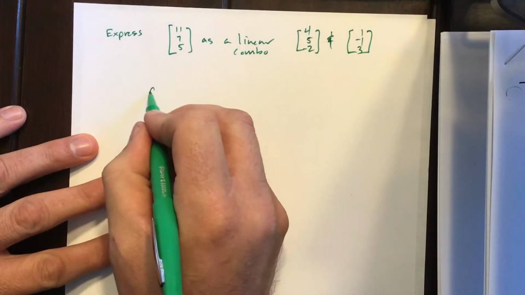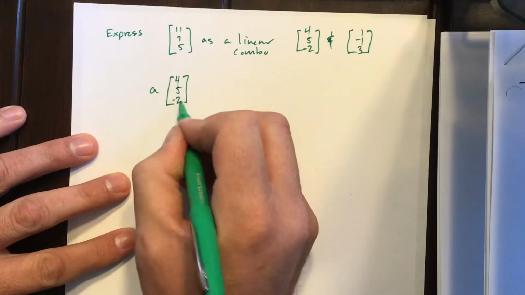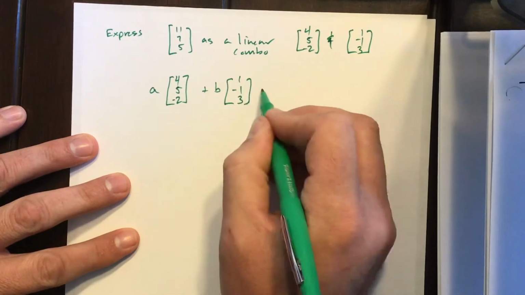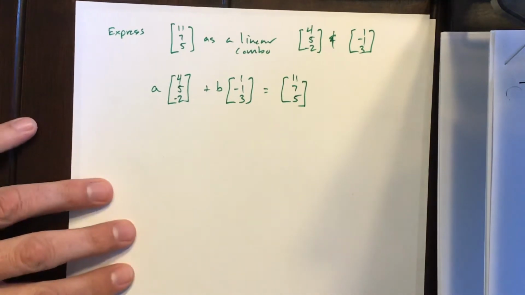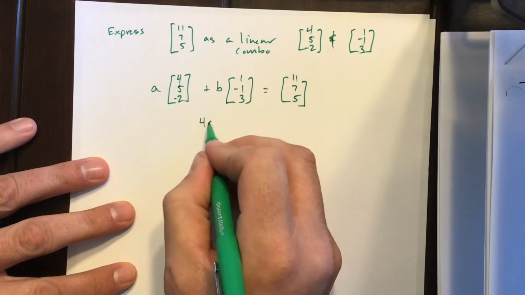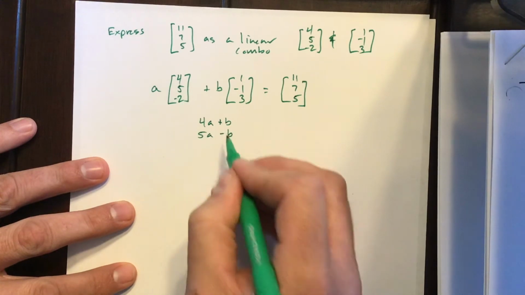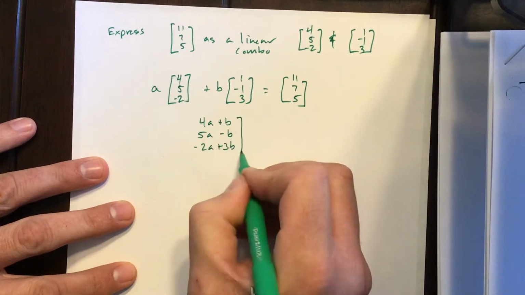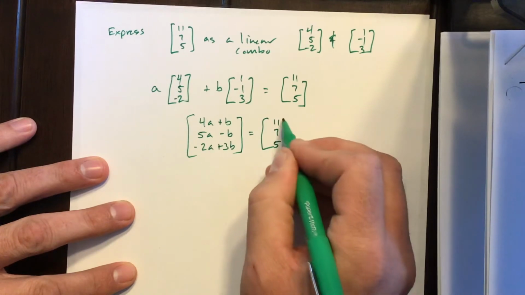So a times 4, 5, negative 2 plus b times 1, negative 1, 3 is equal to 11, 7, and 5. Doing the same thing, okay, combining the left-hand side as a single vector, we get 4a plus b, 5a minus b, and minus 2a plus 3b. And all of that is supposed to equal 11, 7, and 5.